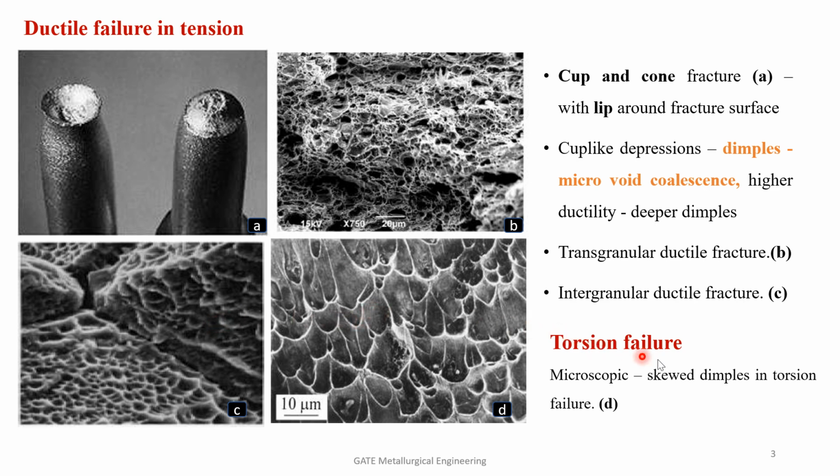Suppose we are subjecting the material to torsion or twisting failure. Dimples can be observed, but we should see that these dimples are elongated, also known as skewed dimples. So that is what happens in case of ductile fracture in tension and torsion failure.